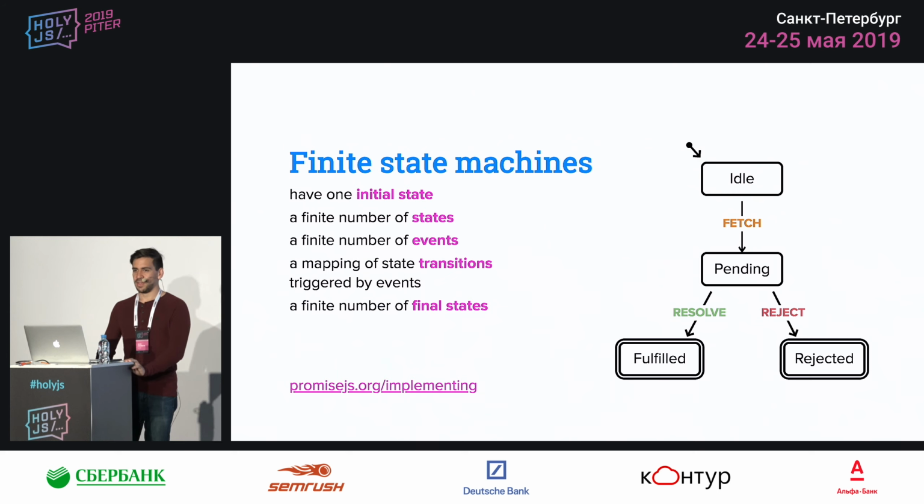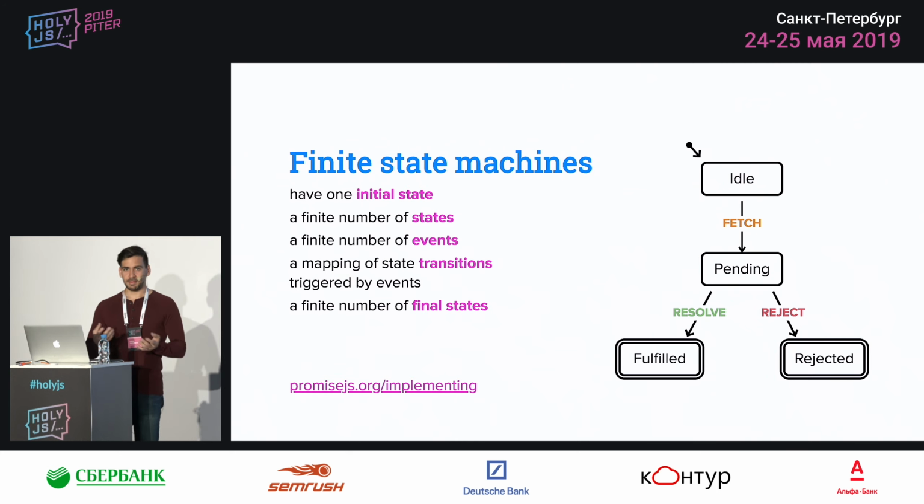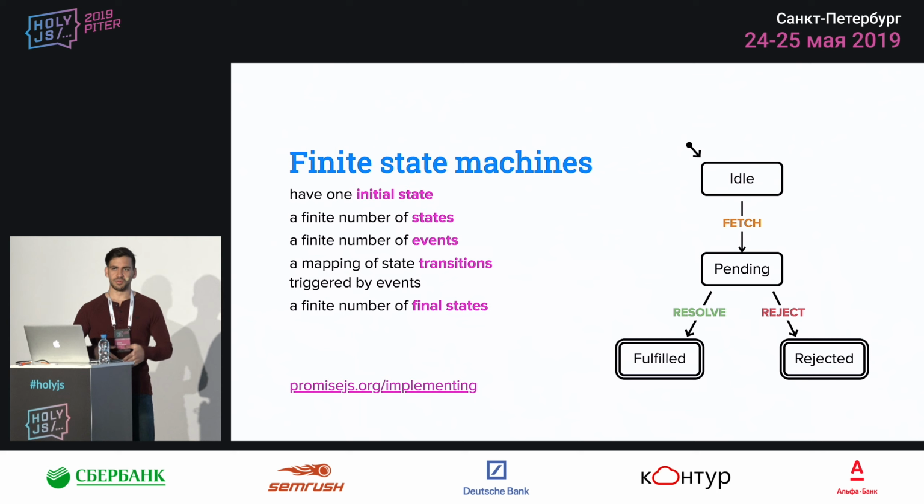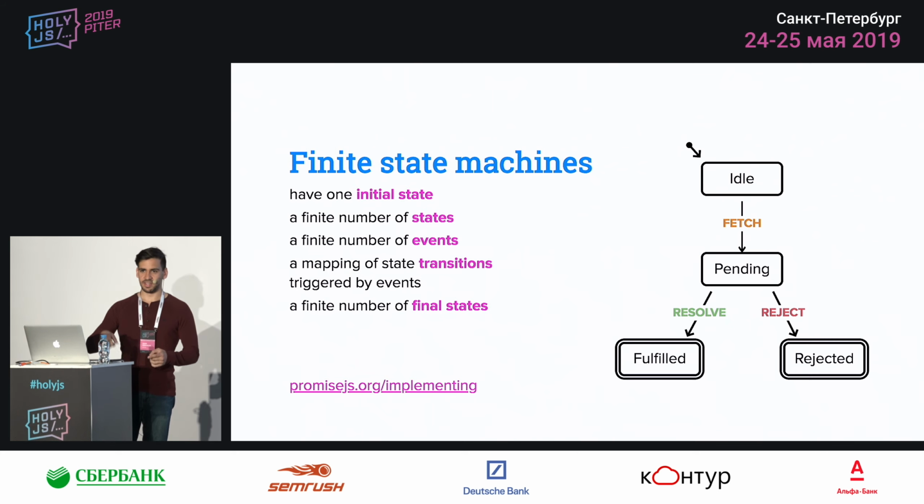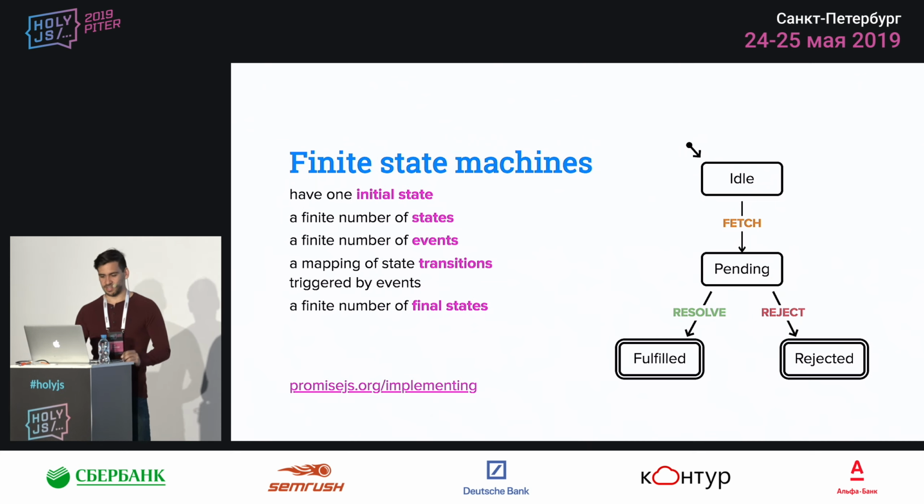These transitions, of course, are also finite, and they determine the behavior of the machine. You also have a finite number of final states, and these are states that indicate that the processing of the machine is done. Typically, in applications we don't have a done state because they live for the lifetime of however long the app lasts. But if you have something like a form wizard, then you could have one final ending step, and that indicates that it's complete.